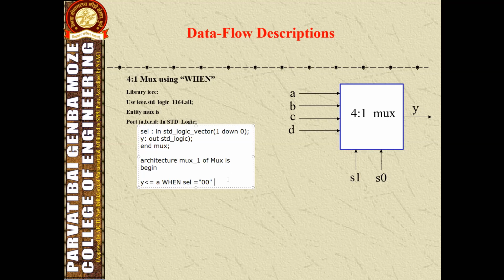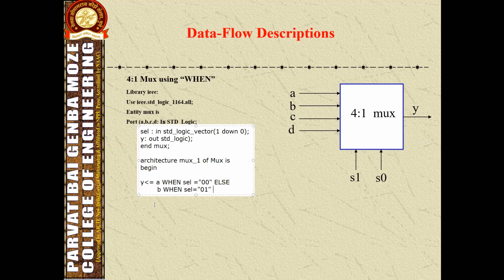If this condition is not happening, then what will we do? We have to write else. If that condition is not satisfied, when the select bit is not 0, 0, then we want to pass B when our select bit is equal to 0, 1. The select bit 0, 1 is nothing but B will be connected to the output.